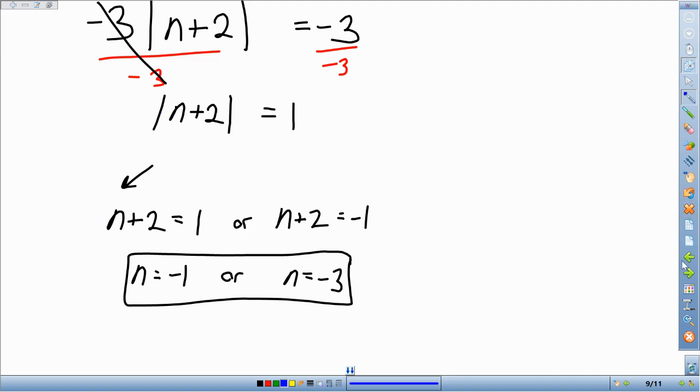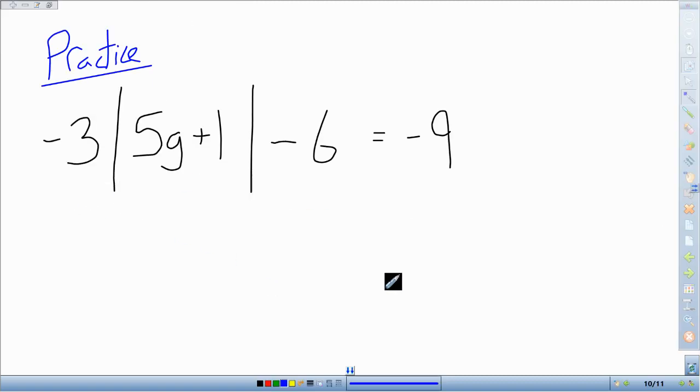All right, so I think I'm going to have you guys try one on your own. Same idea. Go ahead, get rid of both of these numbers, and then break it into the two equations. Give it a try.